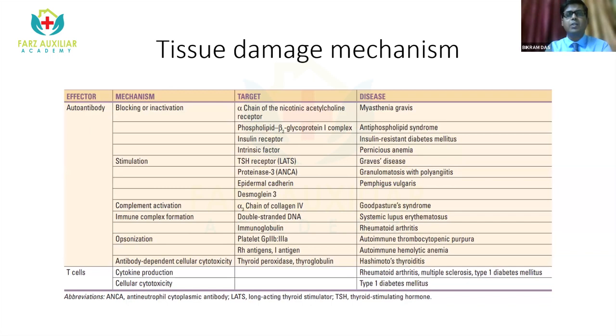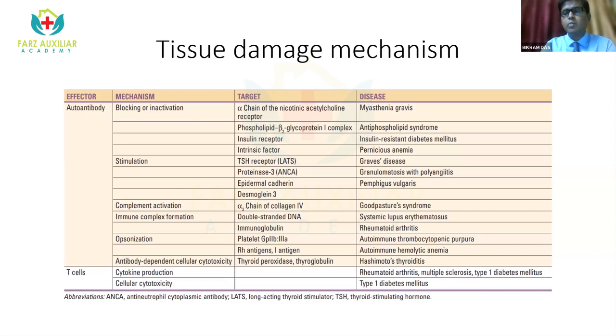Again, myasthenia gravis can be caused by blocking of the alpha chain of nicotinic acetylcholine receptors. In case of granulomatosis with polyangiitis, like Wegener's granulomatosis, there will be stimulation of the ANCA, or proteinase 3, where all these autoimmune vasculitis will happen. Again, some opsonization defects will cause autoimmune thrombocytopenic purpura, whereas for T cells, it is mostly due to cytokine production. Cytokine production will cause rheumatoid arthritis, multiple sclerosis, and type 1 diabetes mellitus. Also, cellular cytotoxicity can cause type 1 diabetes mellitus.